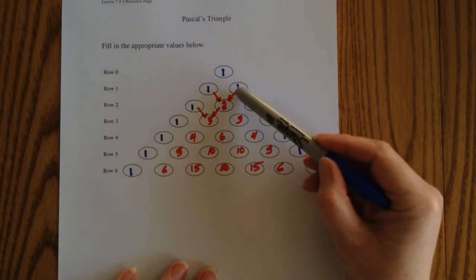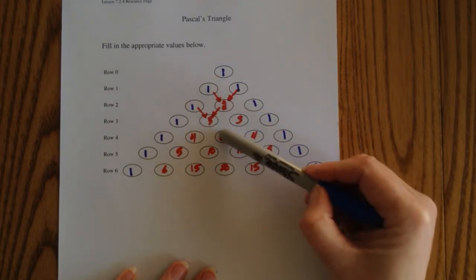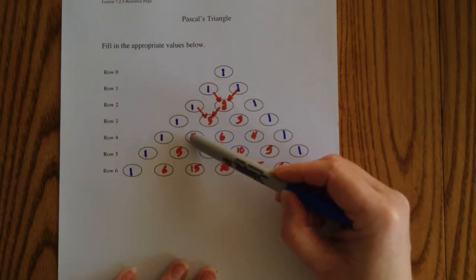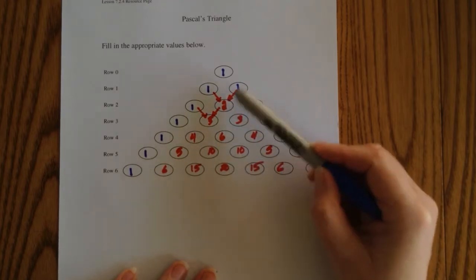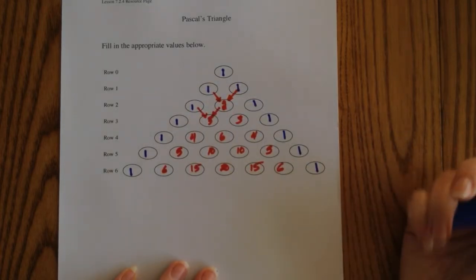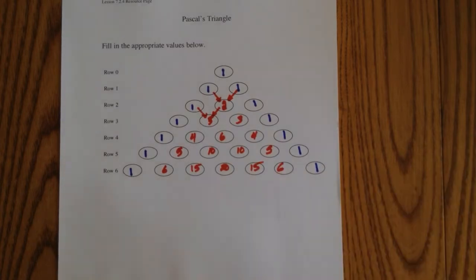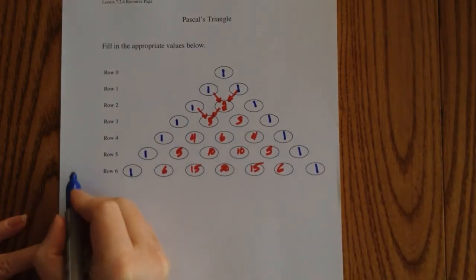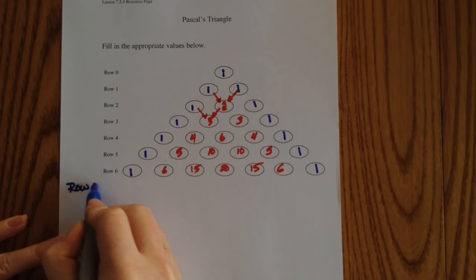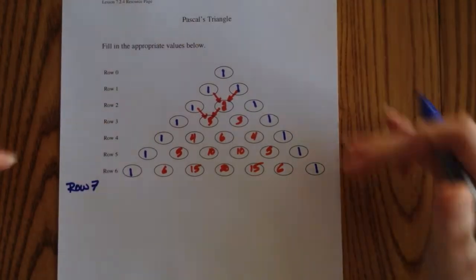Just one pattern real quickly. 1 plus 2 plus 3 makes 6. 1 plus 2 plus 3 plus 4 makes 10. So there are all these little interior patterns as well. But what if we wanted to do the 7th row of Pascal's triangle, but we didn't want to have to make the whole thing?